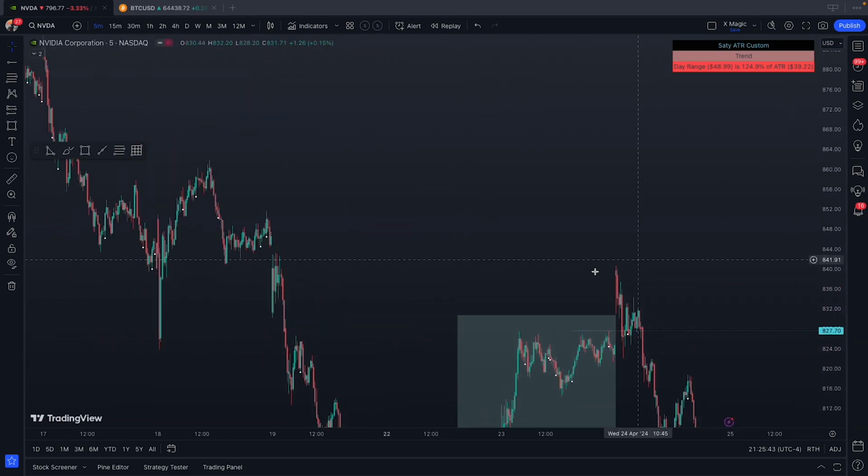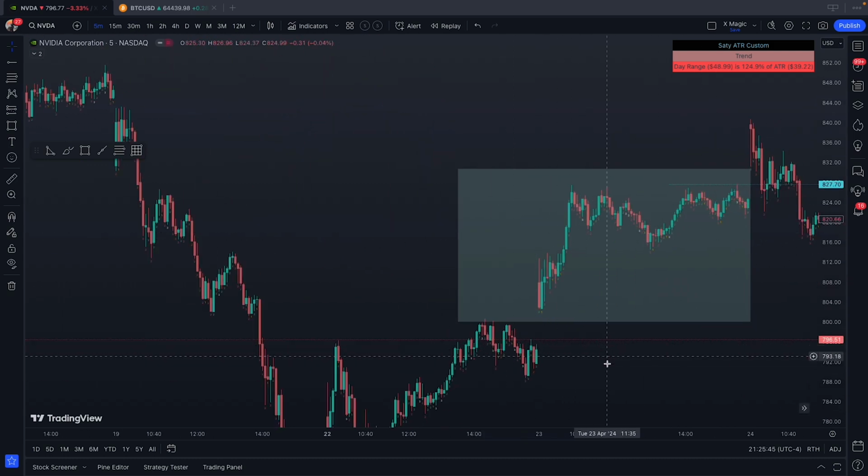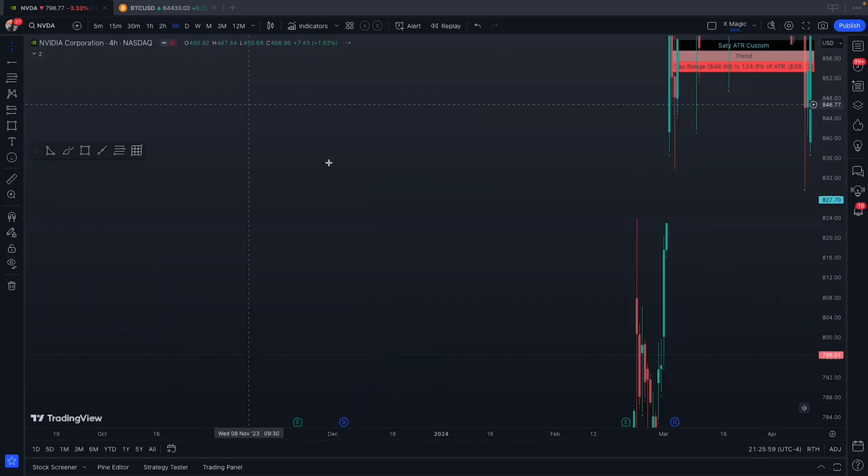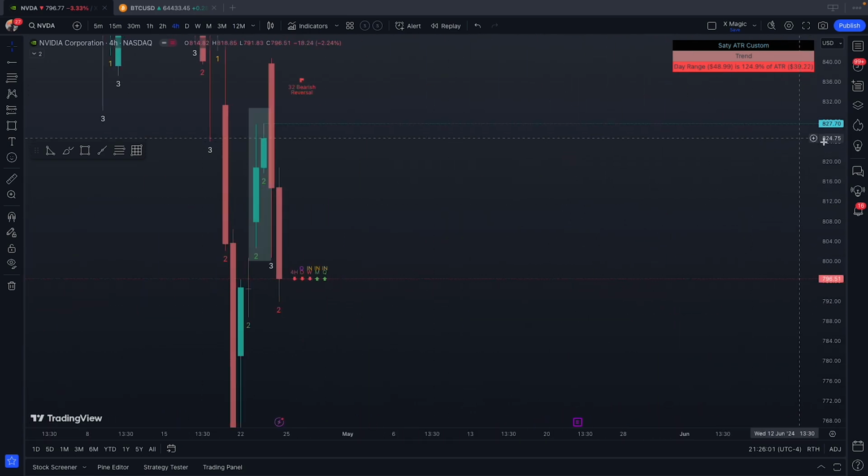So what I would have done in this case, since we gapped up from my entry, I would have waited for the pullback. I would have gotten in on this reversal to the upside right here, this 2 down, 2 up reversal, or this 2-1-2 up. Either one you could have taken. That's what I would have done for that NVIDIA trade.